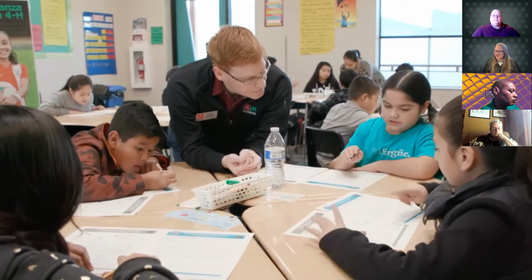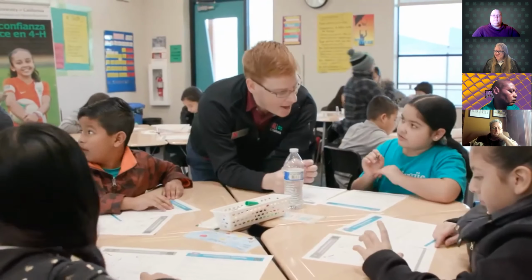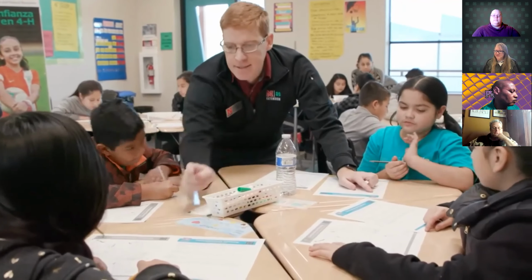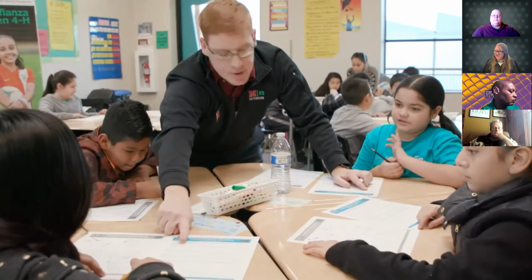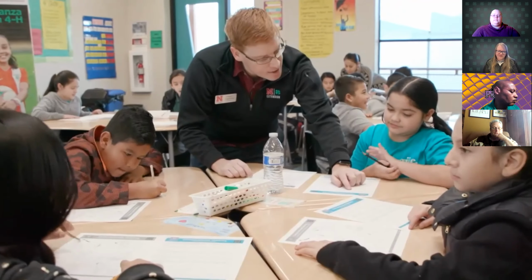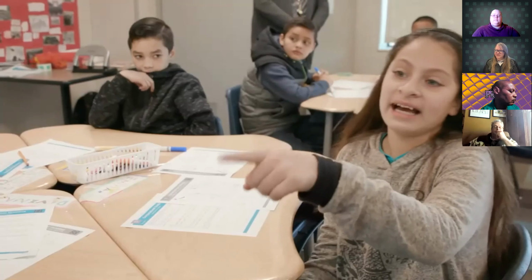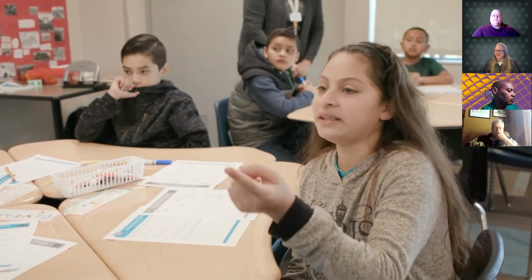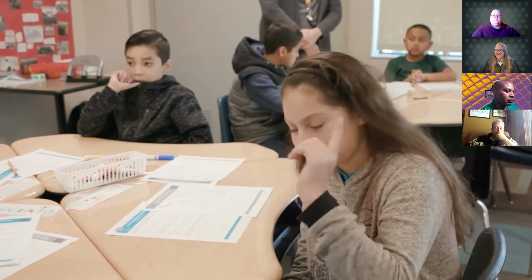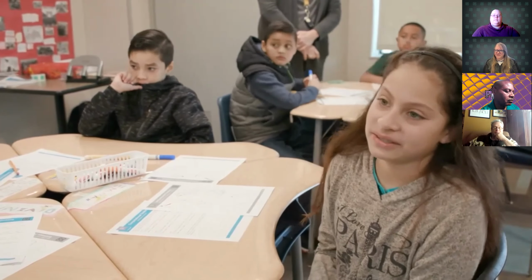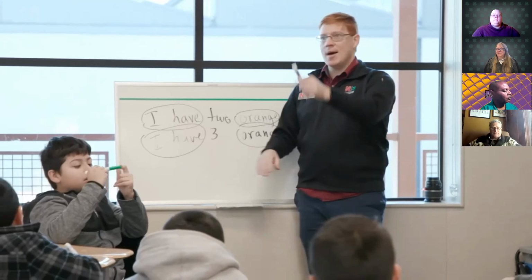Yeah, so first, let's see if we can find any patterns. So if we read that first sentence, take a look at that first sentence. I choose, yeah, I choose. Is there anything else here? What's the same in these two sentences? What can I circle just like on your activity? I have 3 orange cats and I have two orange fish. Awesome.